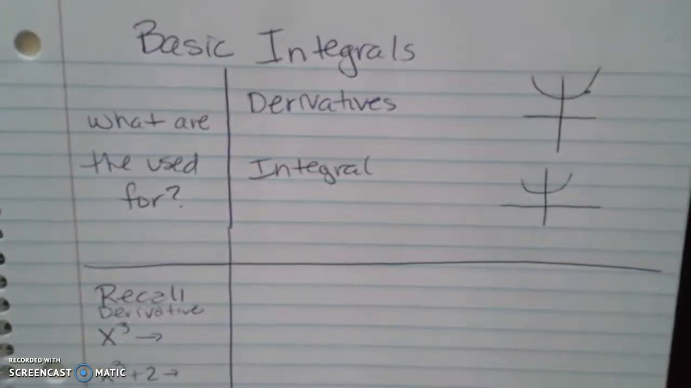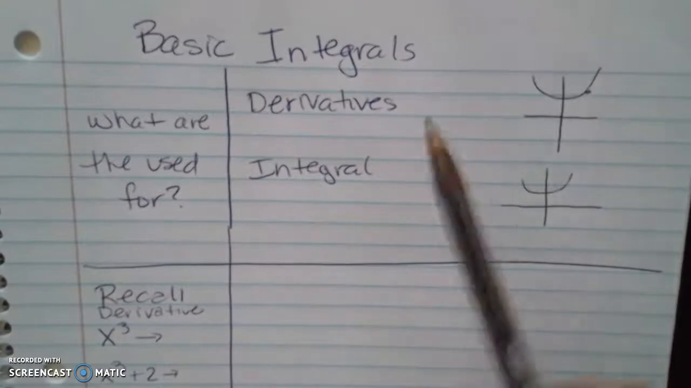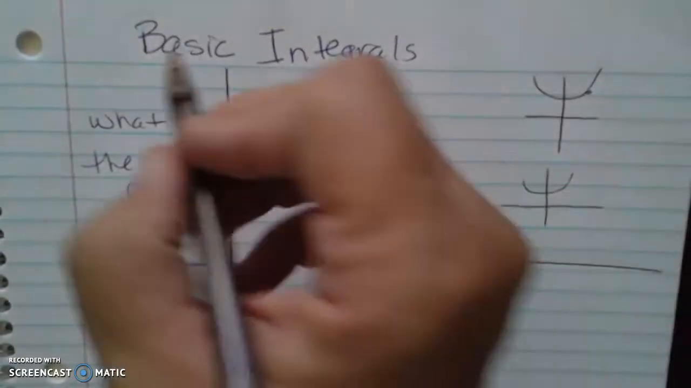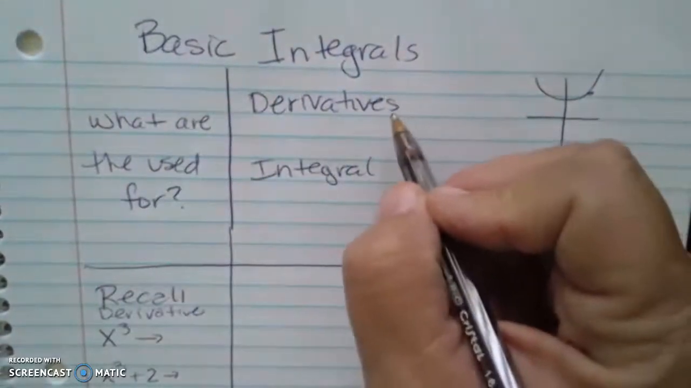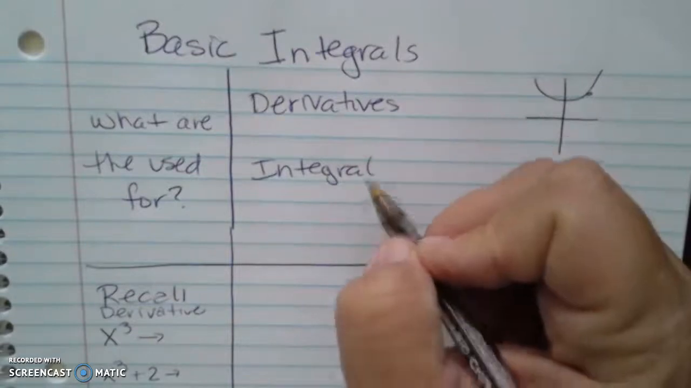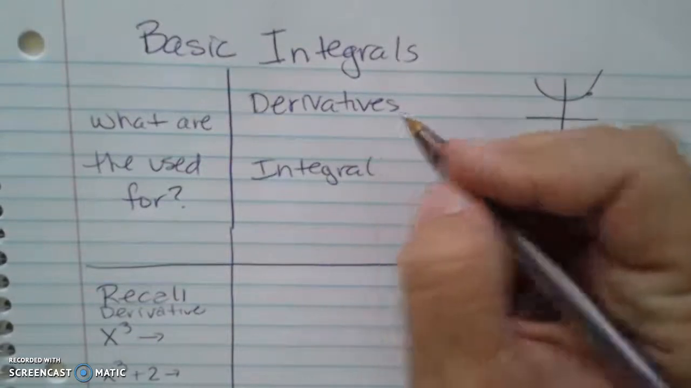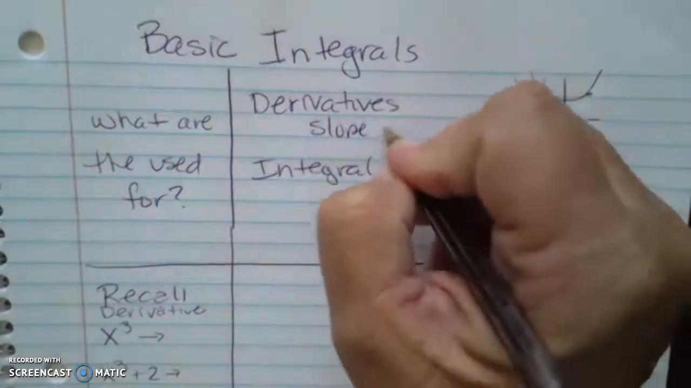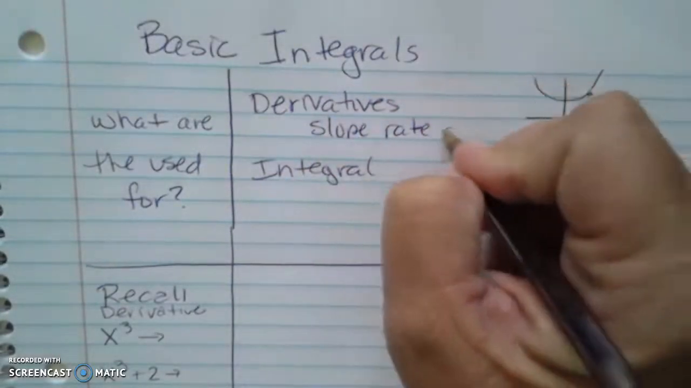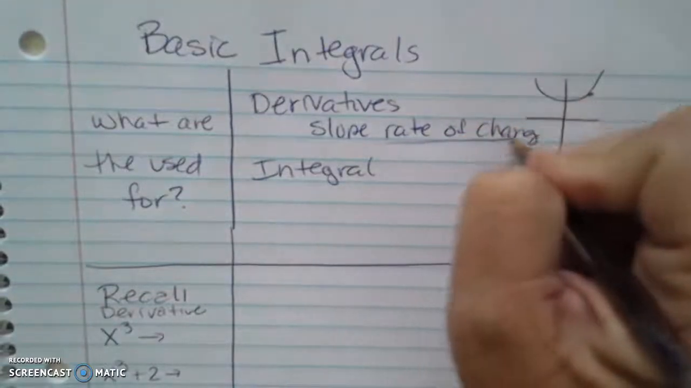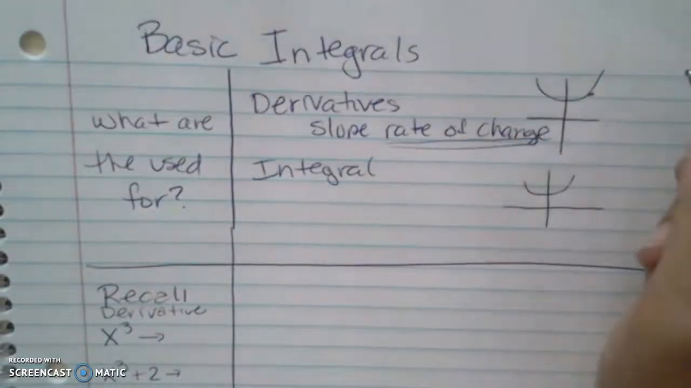Okay, we're going to start the third topic in calculus, basic integrals. We've talked about limits, which is the definition that gets us ready for derivatives, and then derivatives and integrals. And what are each of these used for? Well, the derivative is basically going to help you find slope or the rate of change. So this is the best wording right here, rate of change.